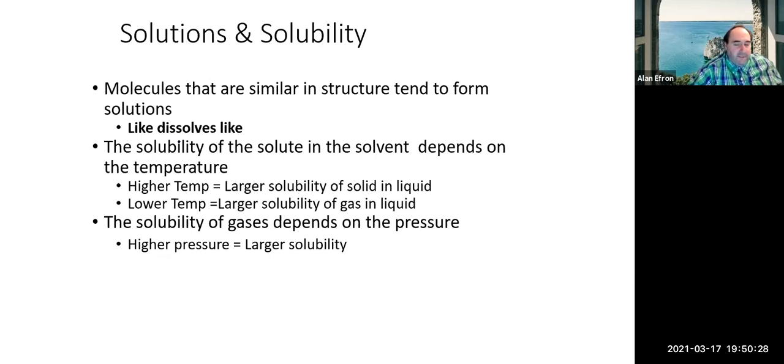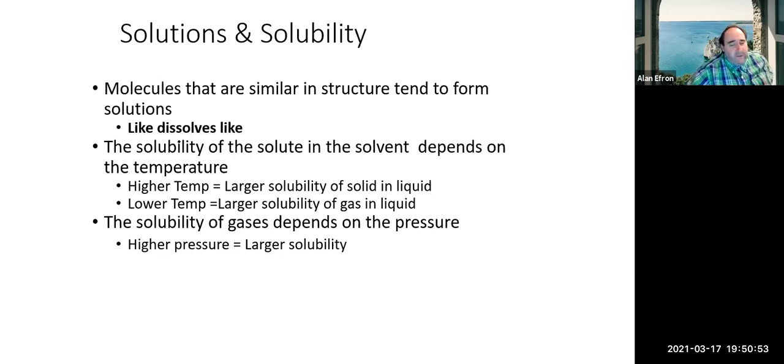The solubility of a solute depends on the temperature. Typically, if we have a higher temperature, we get a larger solubility of a solid in a liquid. And what that means is, if something's not dissolving, sometimes people say, just kind of warm it up a little bit. When you're warming it up or increasing the temperature, what you're doing is you're increasing the energy, which means everybody's moving around faster, and that's going to allow things to dissolve a lot more.